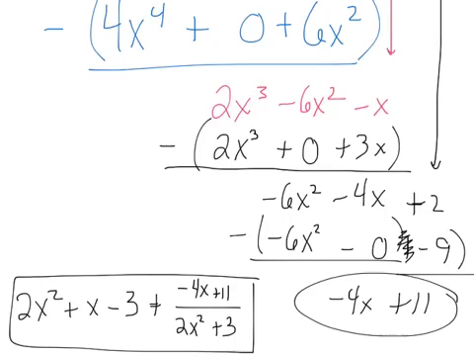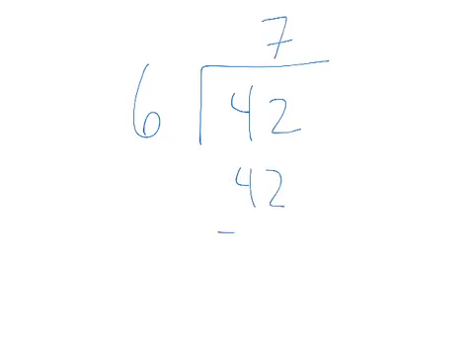And just to prove it, let's look at this example. 6 into 42 goes 7 times. 42 minus 42 is 0, so the remainder is 0. So if the remainder is 0, then the divisor and the quotient are factors of the dividend.